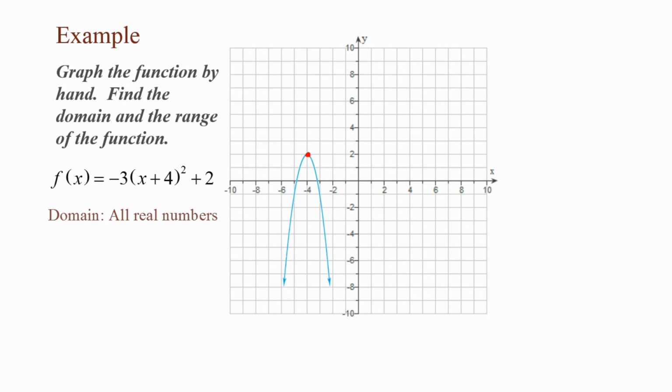Looking at my vertex, it's negative 4, 2. Because my parabola is pointing down, my largest value of y will be the vertex, which is 2. So my range is y is less than or equal to 2. Anytime your parabola points down, the y value of your vertex will be the largest value for y.